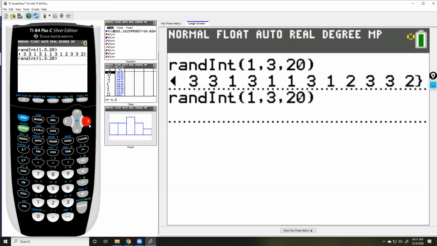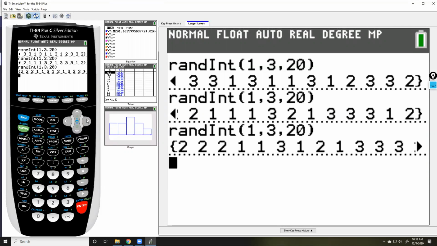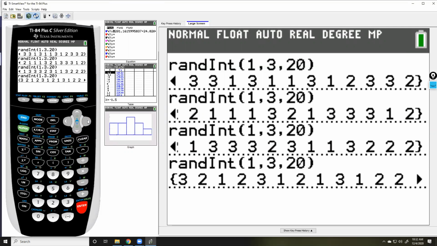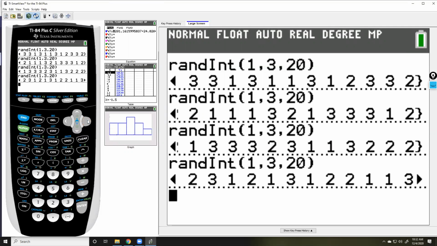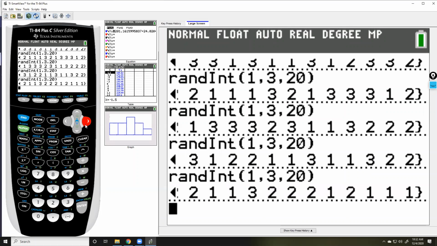1, 2, 3, 4, 5, 6, 7. Not at least 10. 1, 2, 3, 4, 5, 6. Not at least 10. And then I would keep going along this line. There's 8. And keeping track of how many we're getting correct. 1, 2, 3, 4, 5, 6, 7, 8.